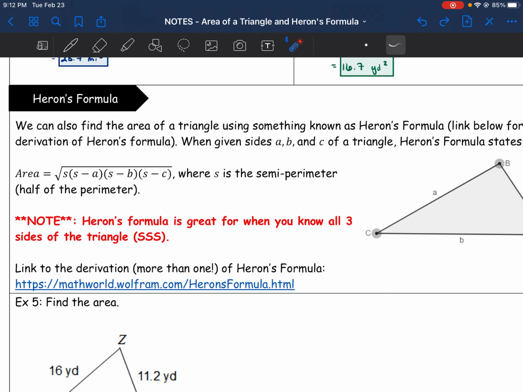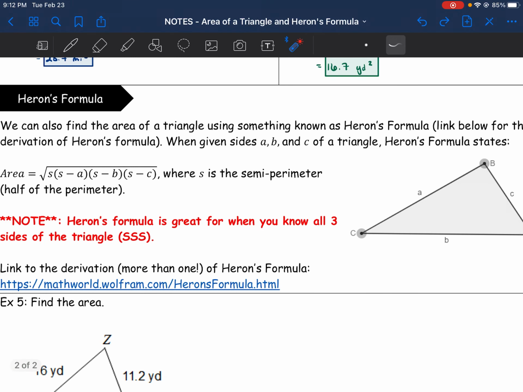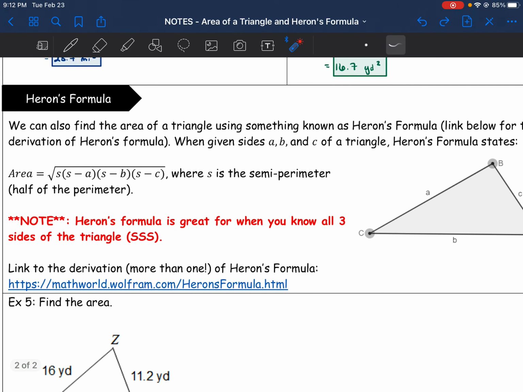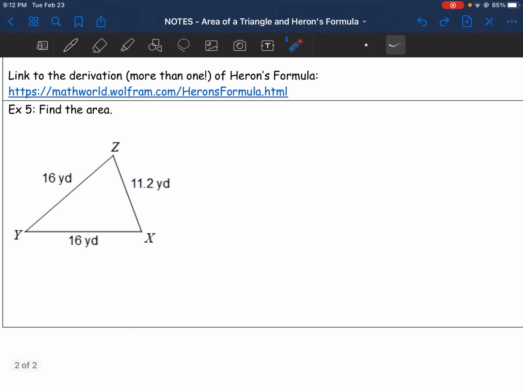And we, of course, know that the perimeter is what happens when you add up all the sides of the triangle, or just in general, all the sides of a figure. So what this is telling us is, according to Heron's formula, the area of a triangle is the square root of the semi-perimeter times the semi-perimeter minus side a times the semi-perimeter minus side b times the semi-perimeter minus side c.